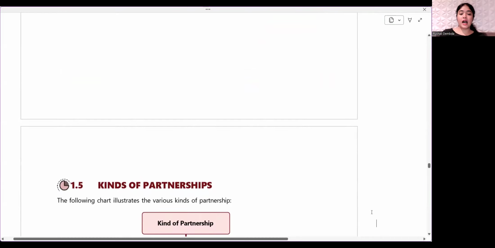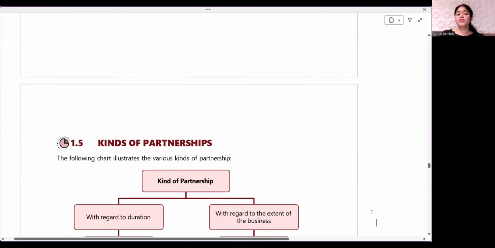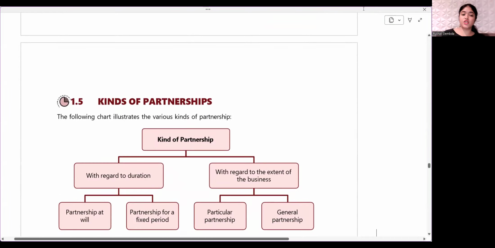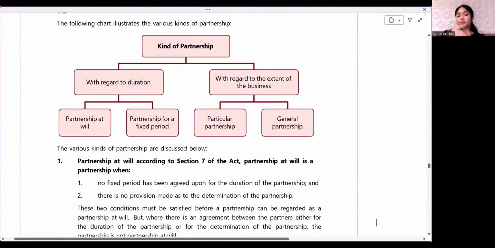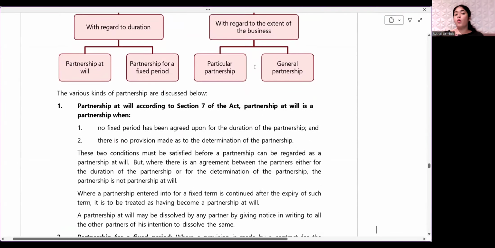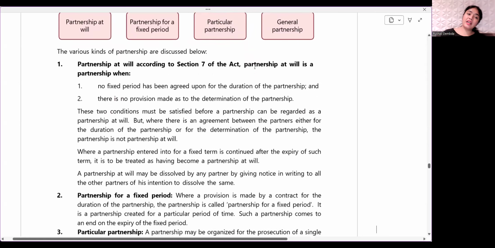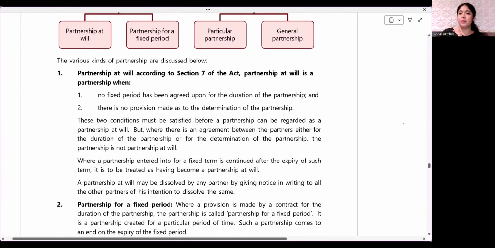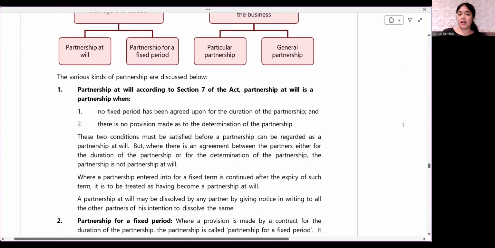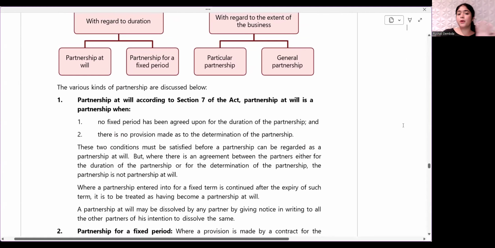Now, this was how the partnership differs from other types of association, joint stock company, your normal association, co-ownership, etc. Now we'll be seeing kinds of partnership, what partnership types there are. Some are partnership at will. People agree and get into a partnership. Then we will be seeing partnership for a fixed period. People are entering into a construction partnership for 5 years. They'll do the project in 5 years. So that is a fixed period.